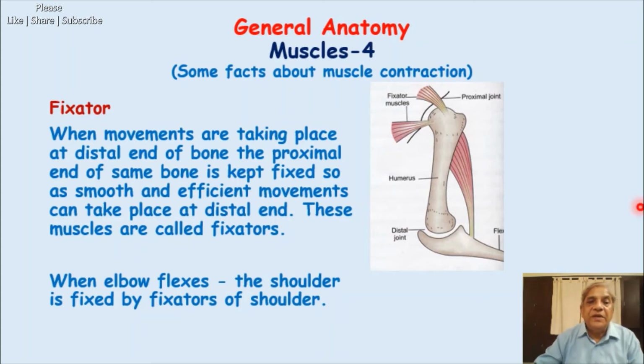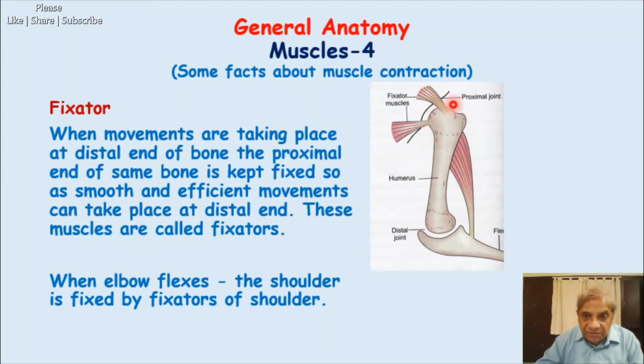Okay, now when movements are taking place at distal end of the bone, see here it is humerus, and this is the distal end of the humerus, and which is forming a joint, that is elbow joint with the ulna here. Okay, and when movement of the flexion is taking place, the bending of the forearm, and forearm is going towards the arm, that is the flexion movement. Then the proximal end of the humerus, so where these movements are taking place, at the distal end, that means flexion and extension are taking place at the distal end of the humerus.